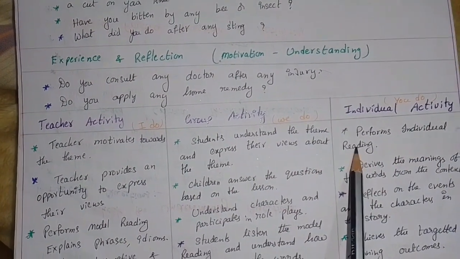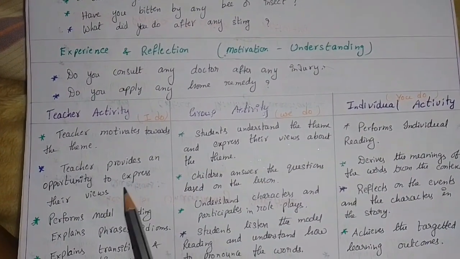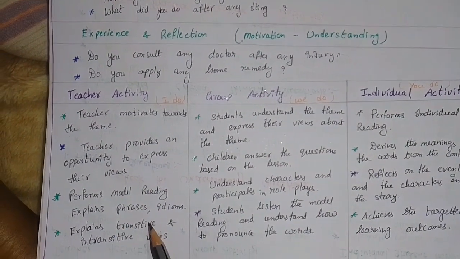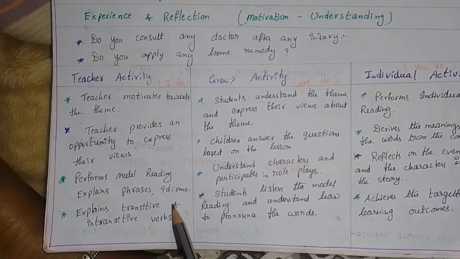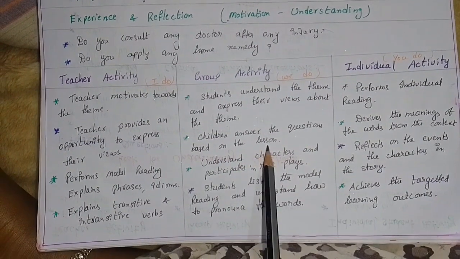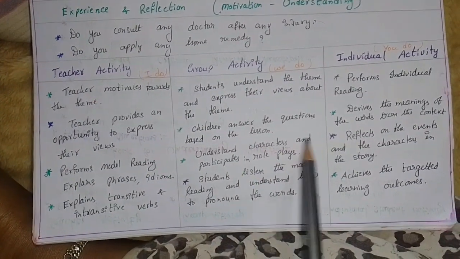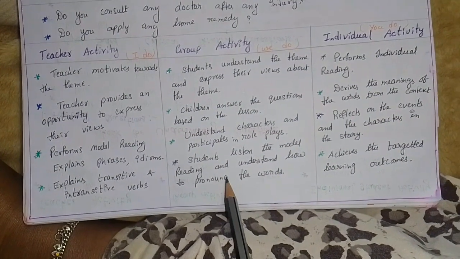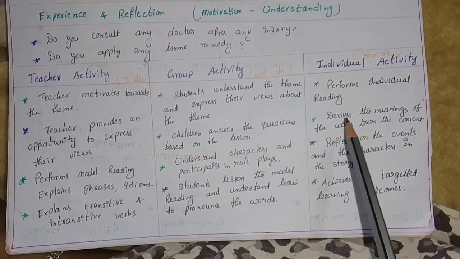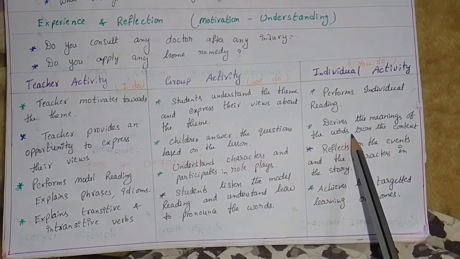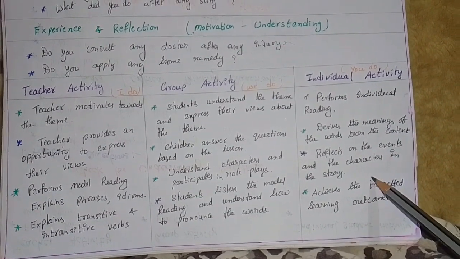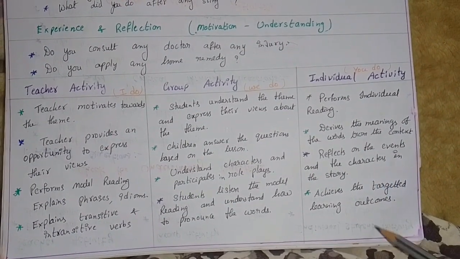Performs individual reading. Teacher provides an opportunity to express their views. Performs model reading. Explain phrases, idioms. Explain transitive and intransitive verbs. Children answer the questions based on the lesson. Understand characters and participate in role plays. Students listen to the model reading and understand how to pronounce the words. They derive the meanings of the words from the context, reflect on the events and the characters in the story, and achieve the targeted learning outcomes.